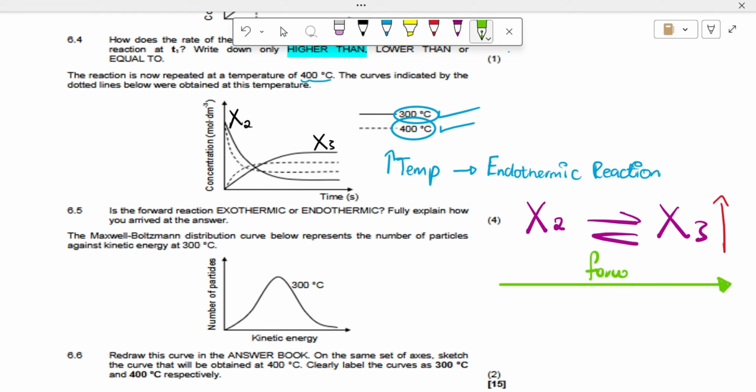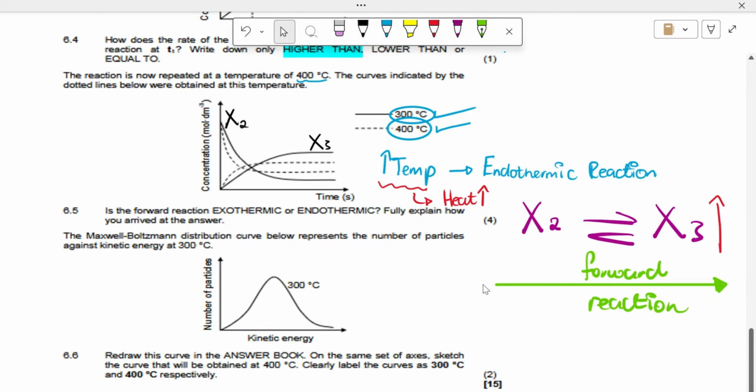And automatically, once you have favored the forward reaction, think about the fact that that means either heat had to be increased or heat had to be decreased. But since we've already established that there was an increase in the temperature, that tells us that heat had to be increased. And if we increase the heat, the system must counteract the disturbance by favoring the forward reaction, right?